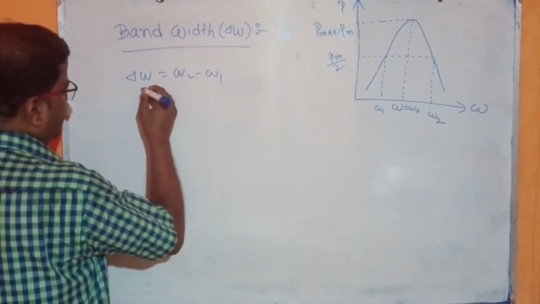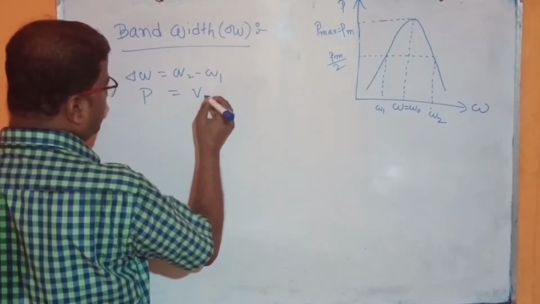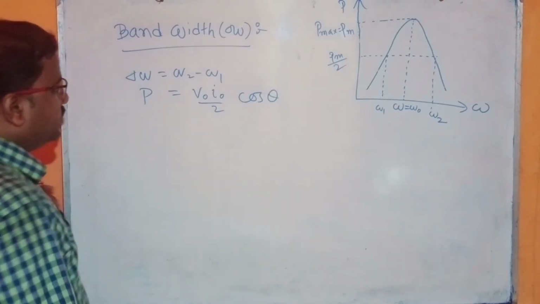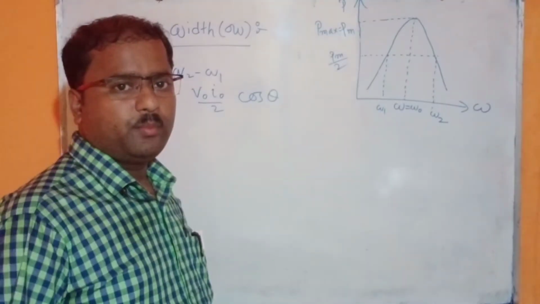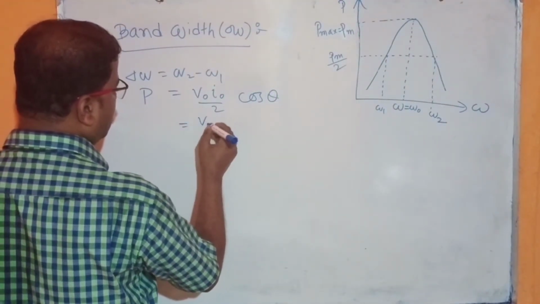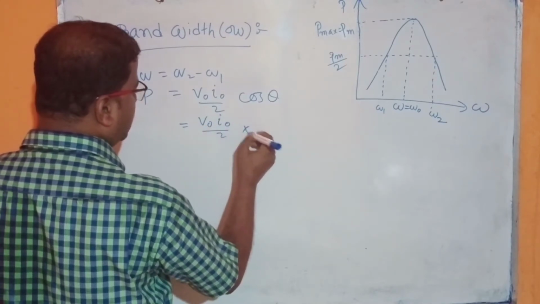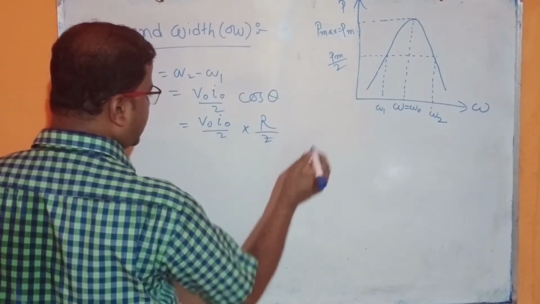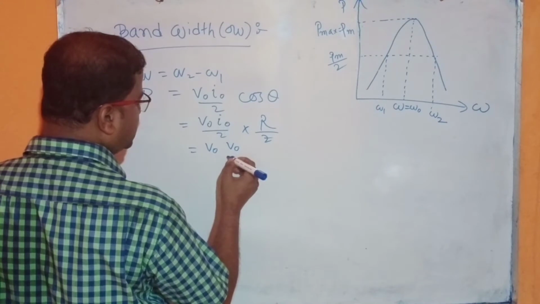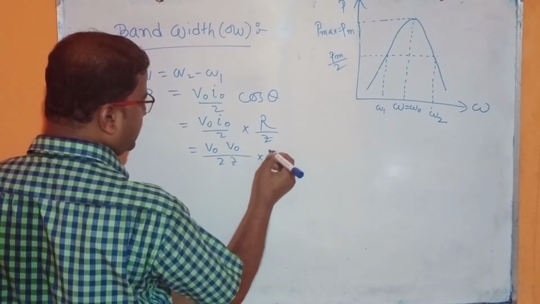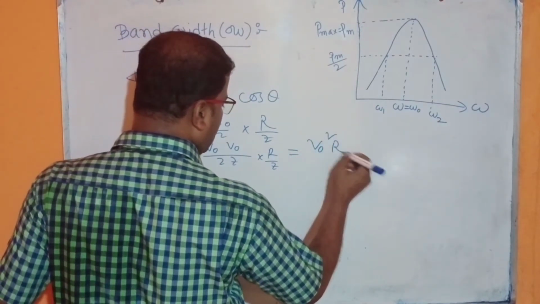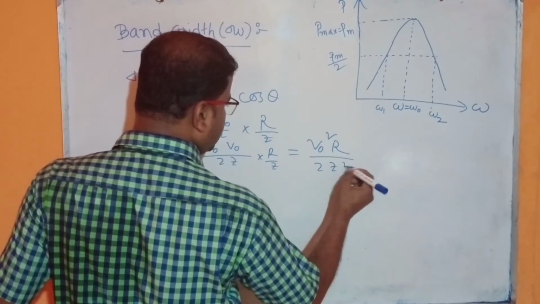Now the average power P equal to V0 I0 by 2 into cos theta. We calculated this in our previous class. The term cos theta is called the power factor, and this is given by R by Z. Also I0 equal to V0 by Z, so P is V0 square R by 2 Z square.